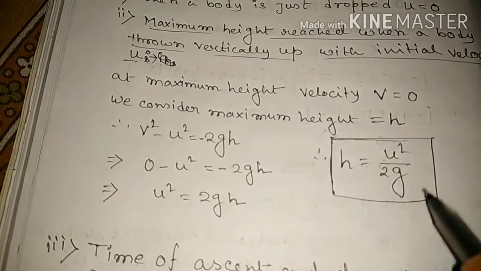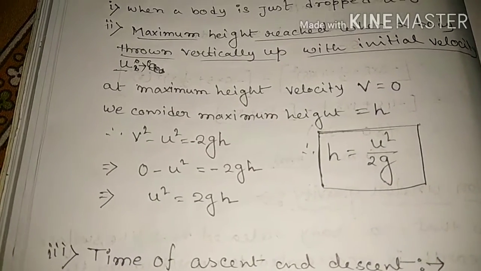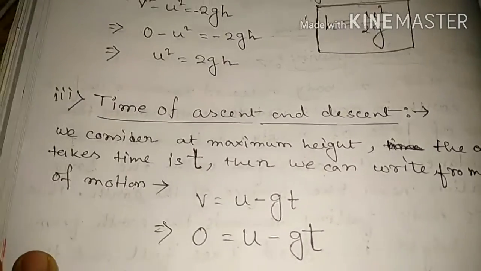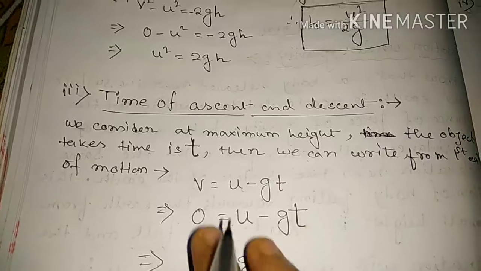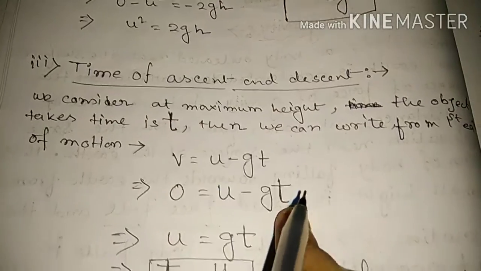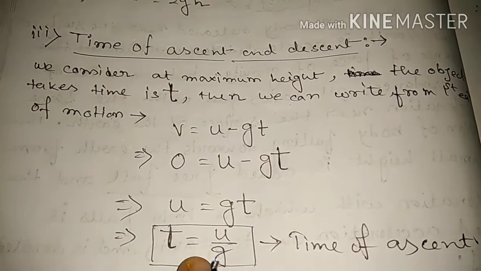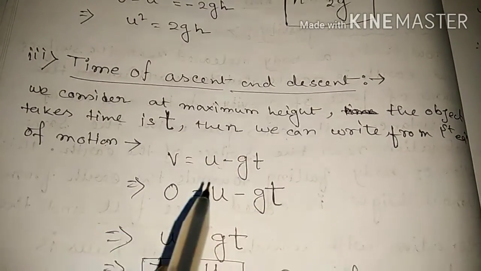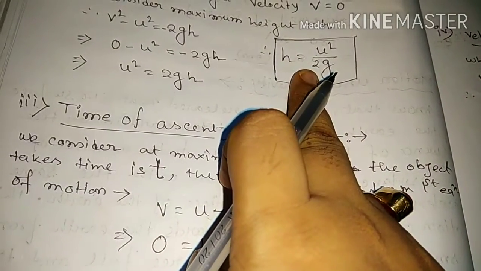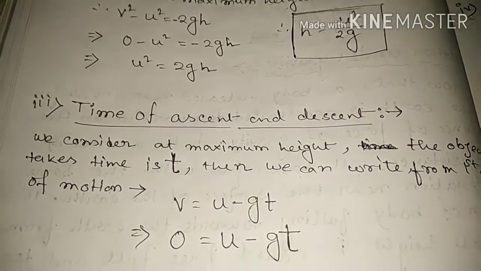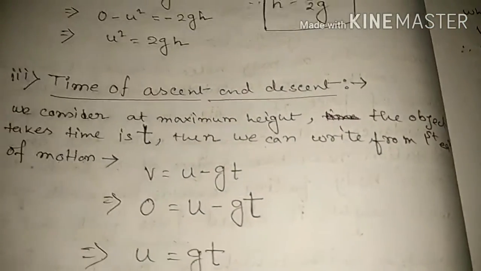Now, how much time is taken by an object to attain this maximum height? That is called the time of ascent. To attain the maximum height, we consider the time taken to be t. From the first equation of motion, because v is 0 at maximum height, 0 equals u minus gt. So u equals gt, and t equals u by g. This is the time taken by a body thrown vertically upward with initial velocity u to attain the maximum height. Clear? Okay.